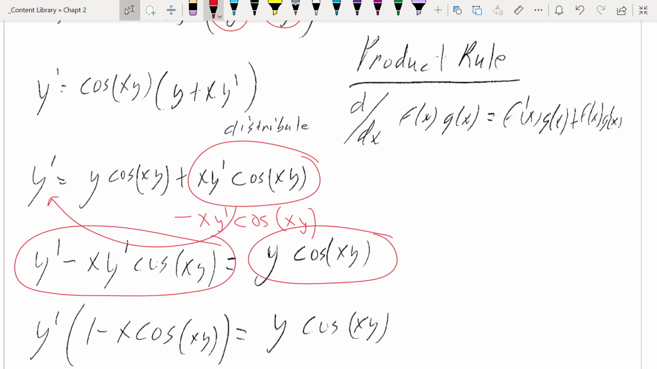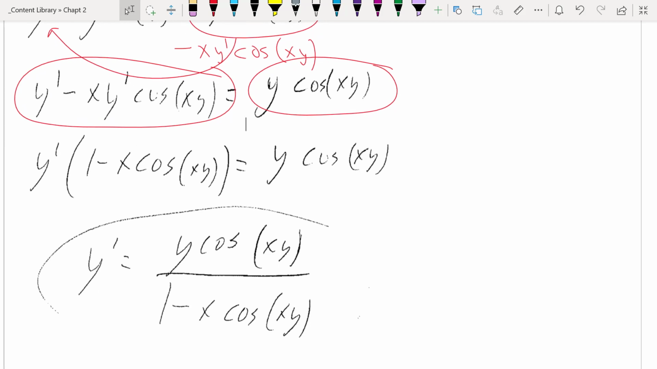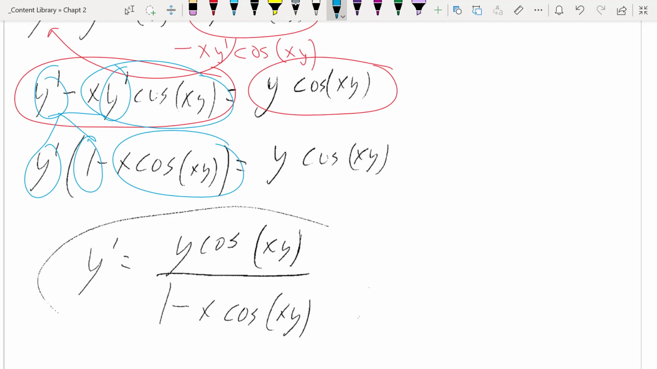Now that I've done that, I can go ahead and factor that y prime out and then divide. So I'm going to factor out this common y prime in both terms. When I factor it out, y prime comes out first. And then on this one, I'm going to be left with a 1. And then on this one right here, I'm just going to be left with x cosine of xy.